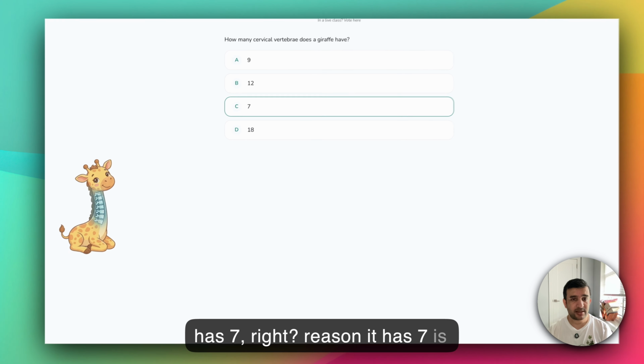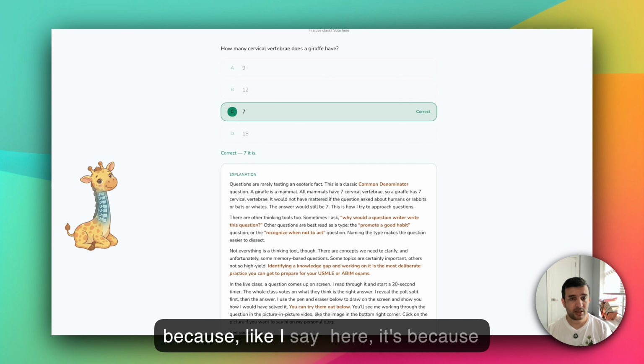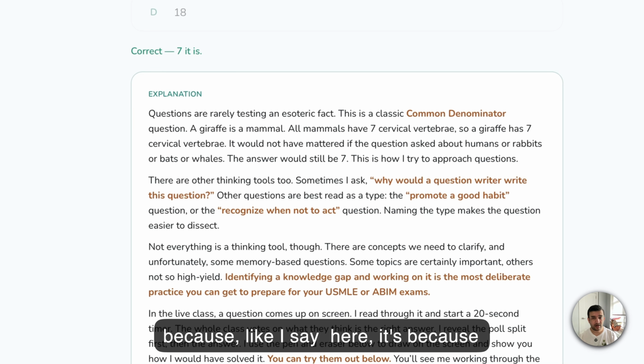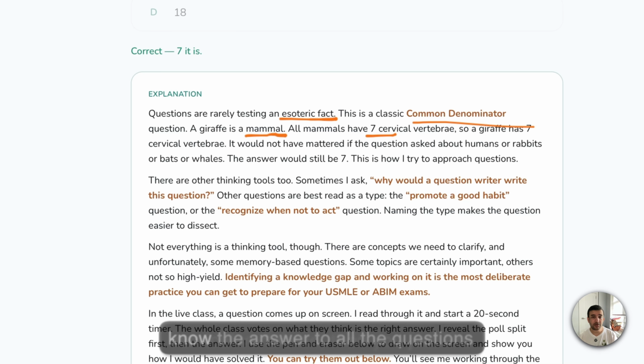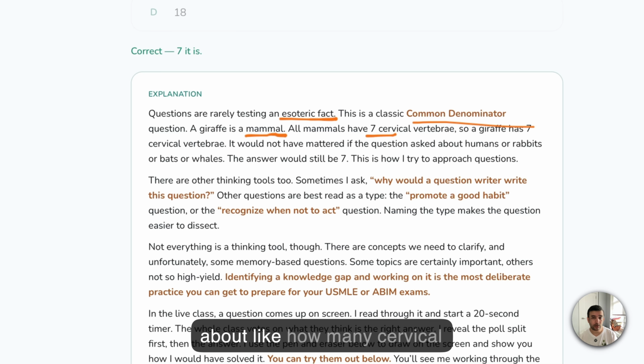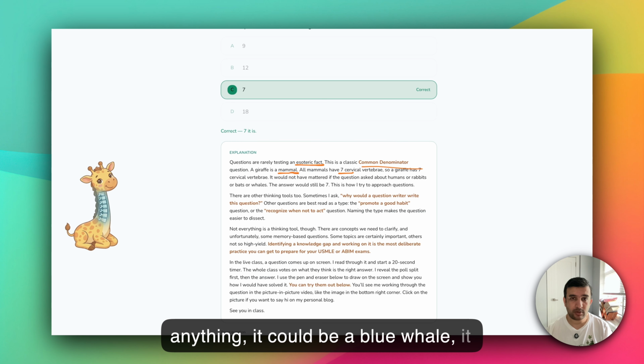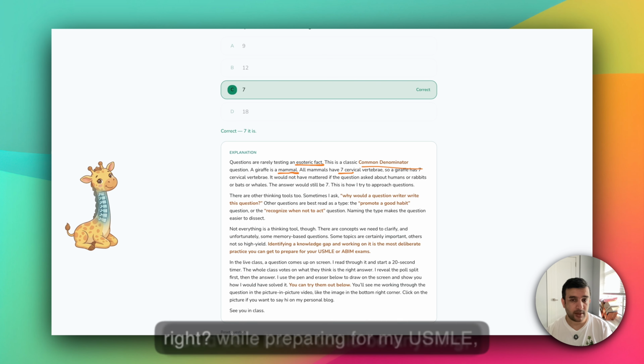The reason it has 7 is because, like I say here, it's a mammal, right? So it's not an esoteric fact, right? What it is, is a common denominator type of question. What that means is, if you know that a giraffe is a mammal and all mammals have 7 cervical vertebrae, then you know the answer to all the questions about how many cervical vertebrae a mammal has, right? It could be a giraffe, it could be a blue whale, it could be a bat, it could be anything, right?